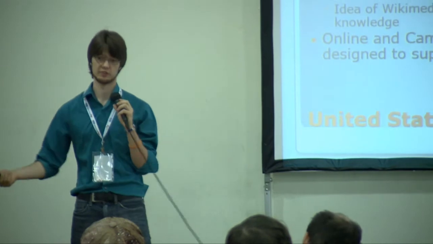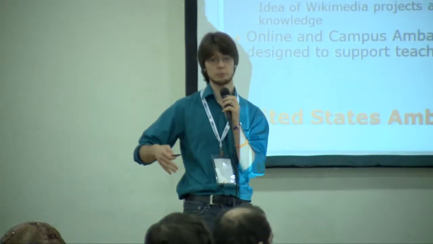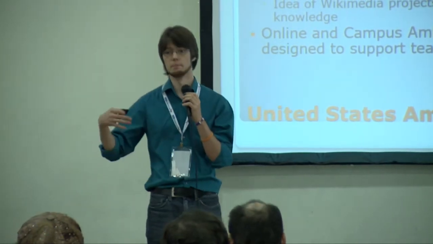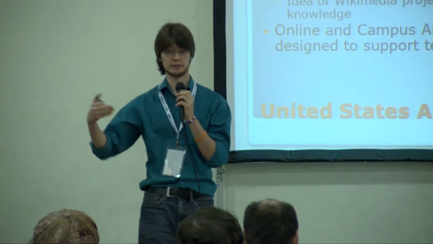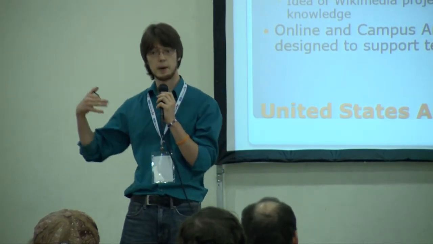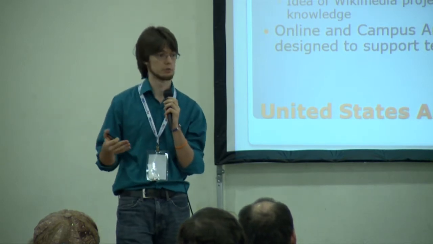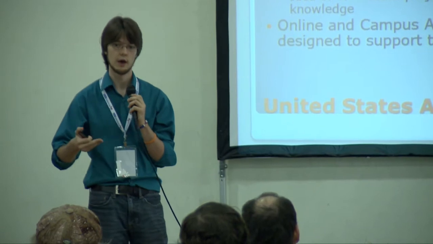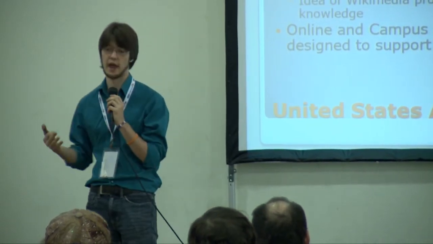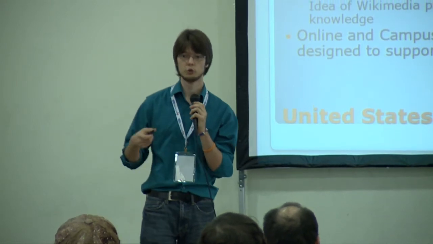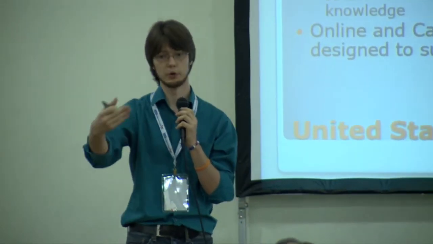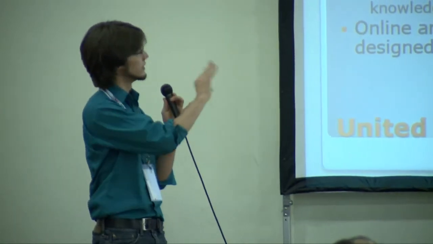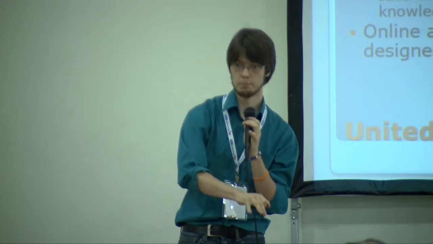Okay, so the Campus Ambassador Program is a program that was first formed in the United States, part of the Public Policy Initiative. And the Public Policy Initiative was the product of a grant funded by the Stanton Foundation. It was basically designed to pilot university outreach through Wikipedia teaching assignments in the United States. What the foundation asked professors was to have the students write Wikipedia articles on things they were researching in the classroom. So it was initially designed as a teaching assignment program.